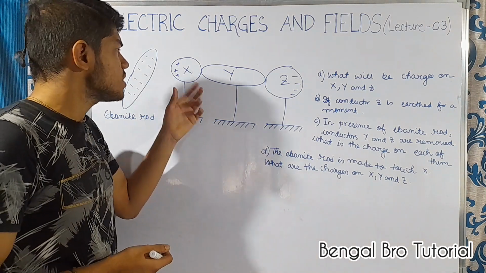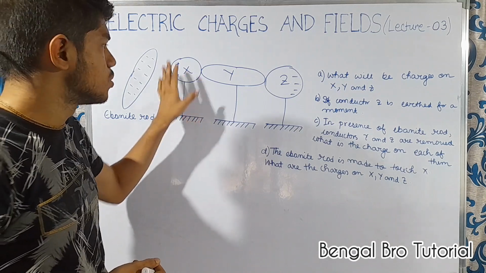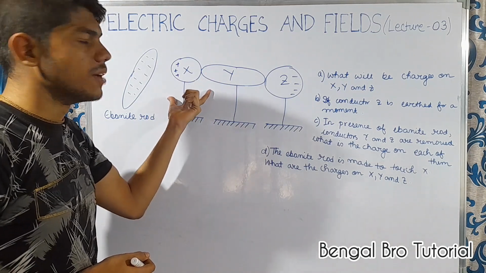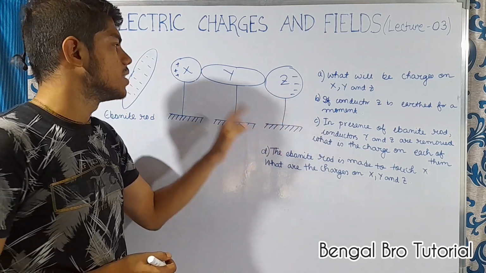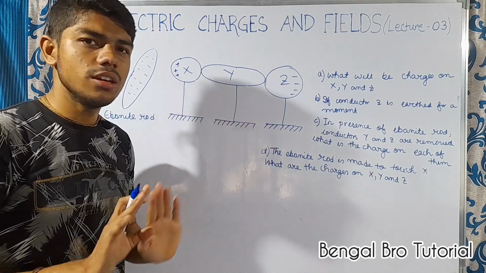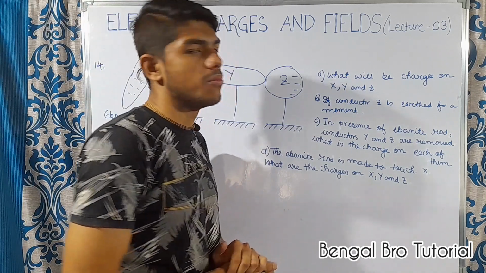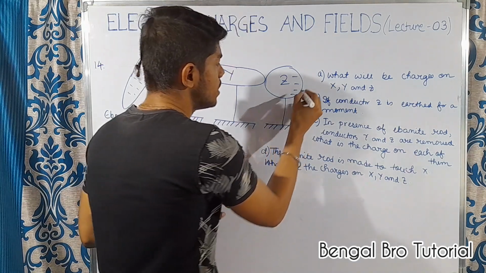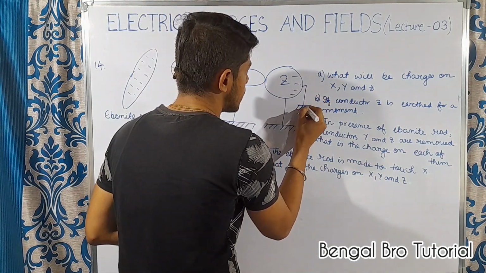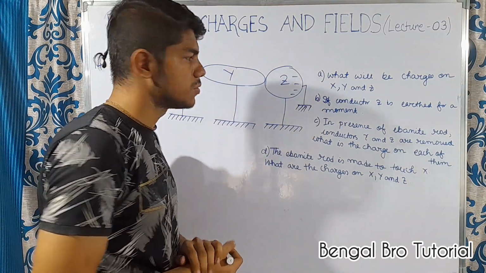So, when this ebonite rod is brought close to this system, X will develop a positive charge, Z will develop a negative charge, and Y will remain neutral. Now, if the conductor is earthed for a moment, meaning when conductor Z is connected to the earth, then the negative charge will flow to the ground.